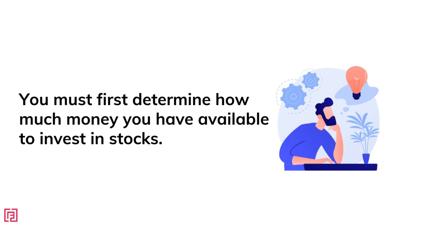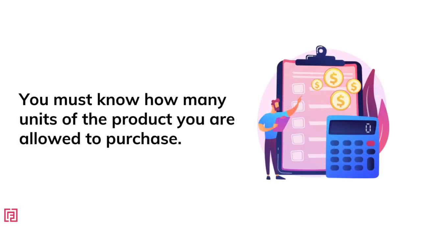Subtract this amount from your current cash flow to arrive at a budget only for stock purchases. If you have £1,500 available, for example, take all £500, leaving you with a £1,000 stock budget. The other thing is that you must know how many units of the product you are allowed to purchase.